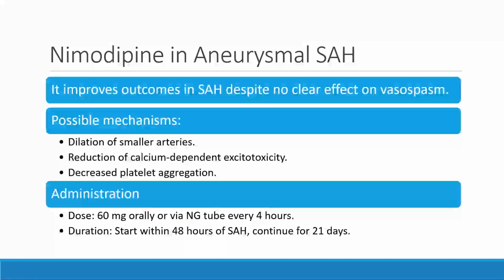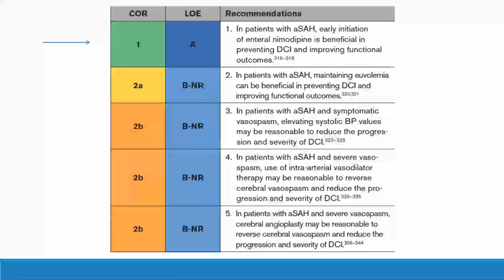Nimodipine improves outcomes in subarachnoid hemorrhage despite no clear effect on vasospasm. Possible mechanisms are dilation of smaller arteries, reduction of calcium-dependent excitotoxicity, and decreased platelet aggregation. The dose is 60 milligrams orally or via NG tube every 4 hours. Start within 48 hours of subarachnoid hemorrhage, and it can be continued till 21 days after the hemorrhage. The level 1 recommendation is that early initiation of enteral nimodipine is beneficial in preventing DCI and improving functional outcomes.